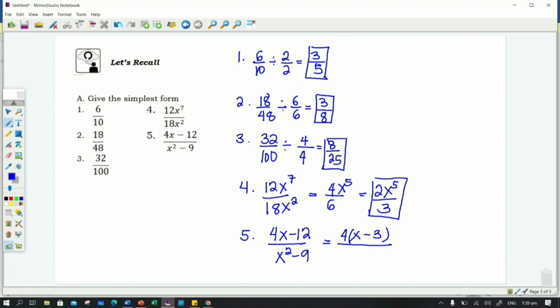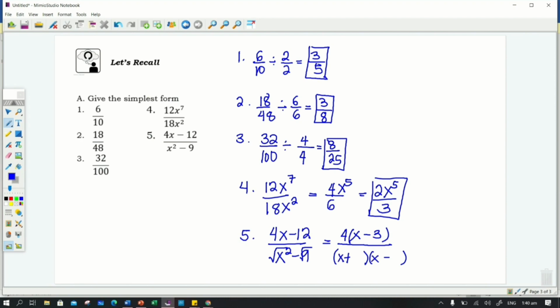How about x squared minus 9? X squared minus 9 can be factored using sum and difference of squares. And how are we going to factor this? We simply get the square root of the first term and the square root of the second term. Okay? So we're going to separate them by positive and negative. So the square root of x squared is x.